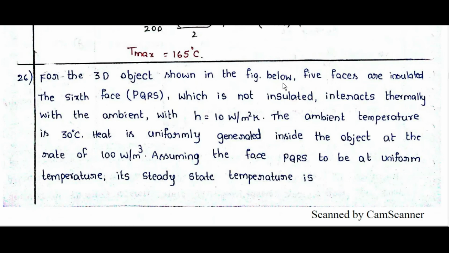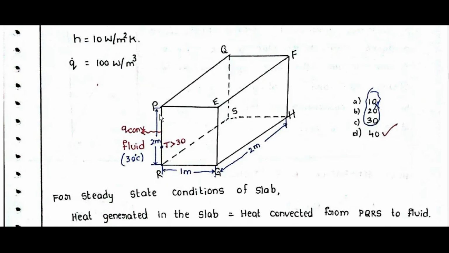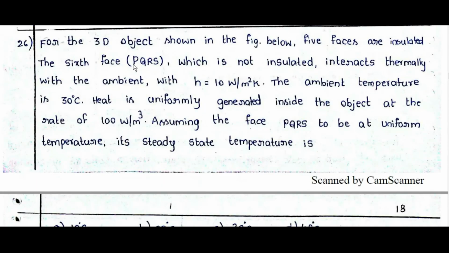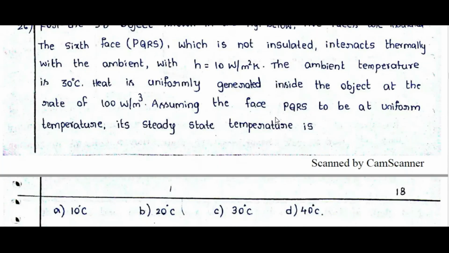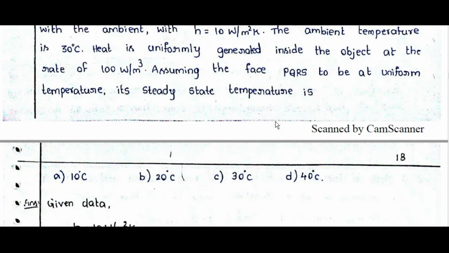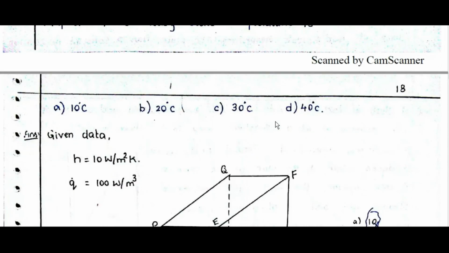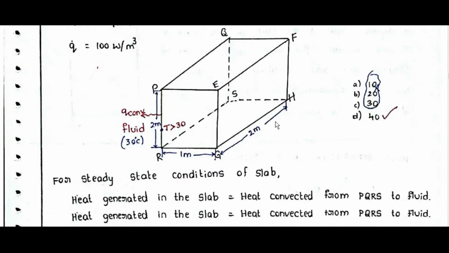A 3D object. Five faces are insulated, the sixth face PQRS, which is not insulated, interacts with ambient, h is 10 watt per meter square Kelvin. The ambient temperature is 30 degrees centigrade. Heat is uniformly generated inside the object at a rate of 100 watt per meter cube. Assuming the face PQRS to be at uniform temperature, its steady state temperature is?